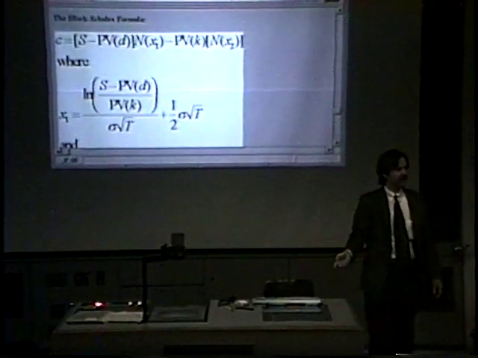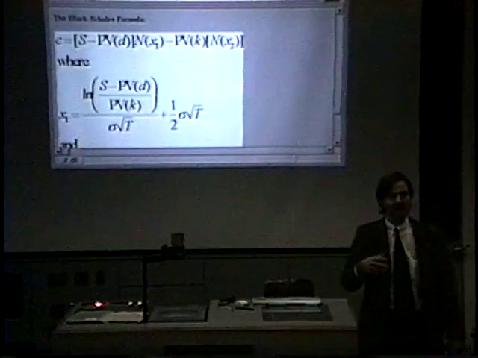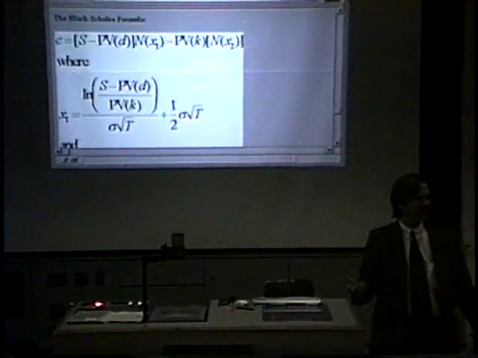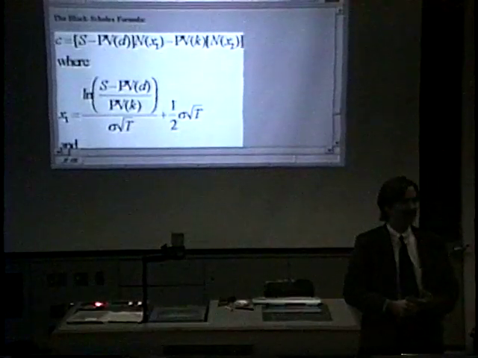So what this formula is saying is that when the option is way in the money, which means that the stock price is way above the exercise price, Black-Scholes is telling us that the value of the option is like S minus the present value of K.